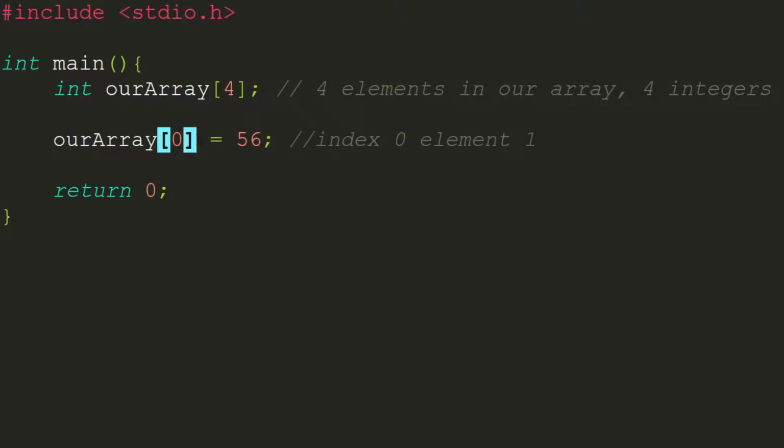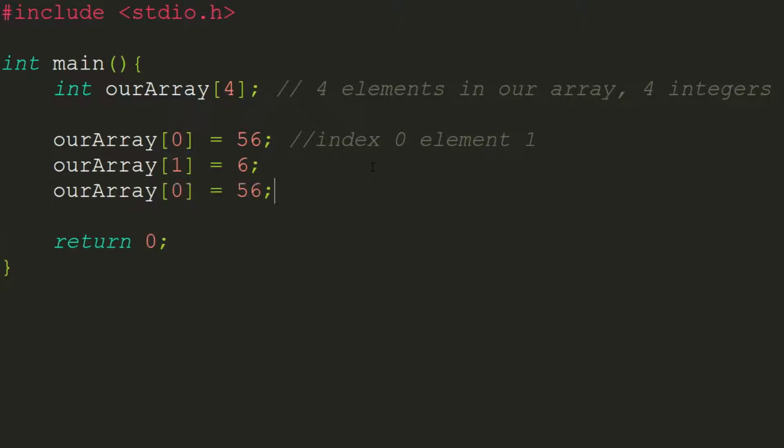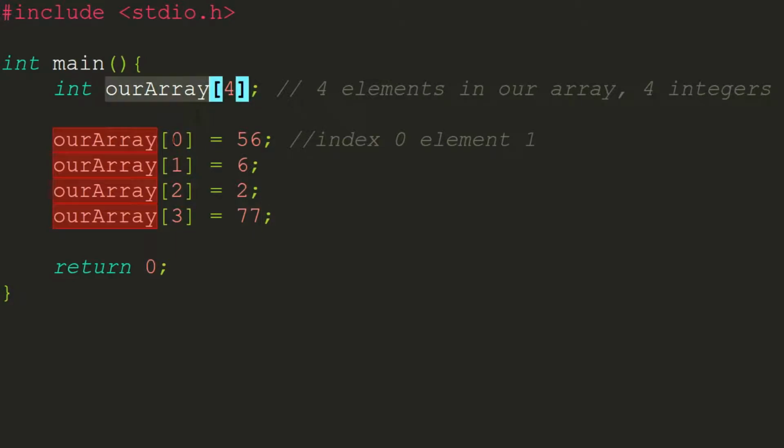With that done, we can just repeat it for each other element in the array. The next element, the element at index 1, or our second element, can be 6. The next element, at index 2, we can set to a value of 2. And the fourth and final element at index 3 can have a value of 77. All right, so our array is declared. We have values to fill it in.